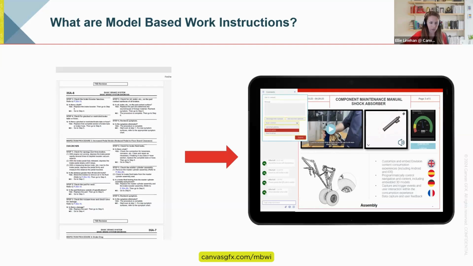If we think about model-based work instructions, it's really the transition from paper-based documents to, let's say, digitally native or digitally first documents that incorporate 3D models. Specifically in this conversation, when we say model, we're really referring to the 3D model to create interactive documents that leverage the engineering data, design data to enable those who are executing work instructions.